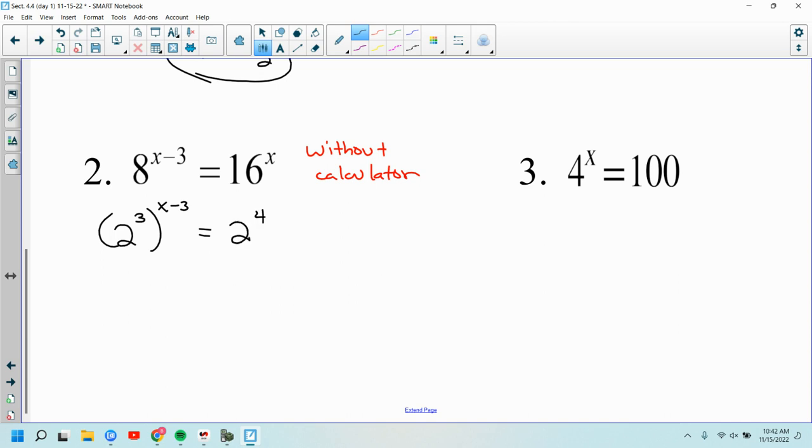16 will be 2 to the 4th power, to the x. Now, multiply power by power. So it becomes 2 to the 3x minus 9 equals 2 to the 4x. Once you get that, set your powers equal to each other. Solve it.